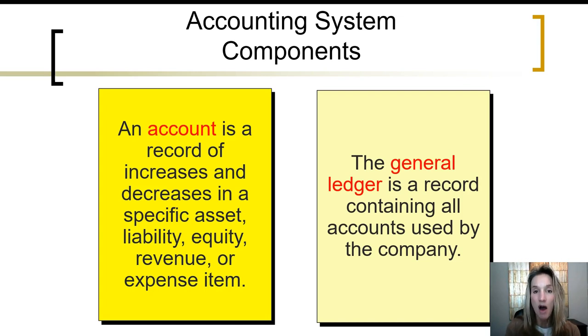We keep track of all accounts in a general ledger, and a general ledger is a record that contains all accounts that are used by a given company. Think of the general ledger as a filing cabinet. Within that filing cabinet, we have an asset drawer with all of the accounts for the assets. In the liability drawer, we have records of each type of liability that a company currently has. And in the equity drawer, we have a record of all of the different types of equity, revenue, and expense items.